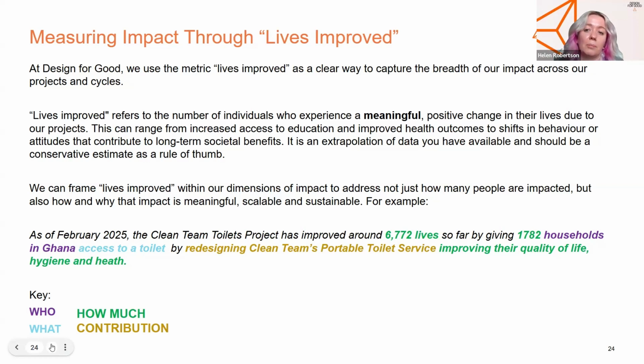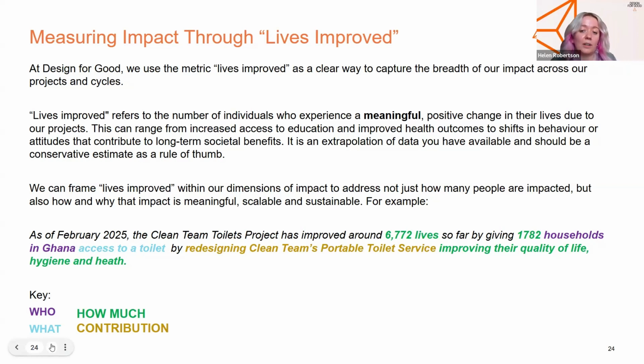Lives improved refers to the number of individuals who experience a meaningful positive change in their lives due to our projects. This can range from increased access to education and improved health outcomes to shifts in behavior or attitudes that contribute to long-term societal benefits. It's an extrapolation of the data that you have available and should be a conservative estimate as a rule of thumb. So we use this to provide a clear way to capture the breadth of our impact across projects, across cycles, and it aligns with our mission of improving life through design by focusing on tangible benefits for individuals and communities. And we are exploring how to incorporate ecosystems into this overall metric as well.